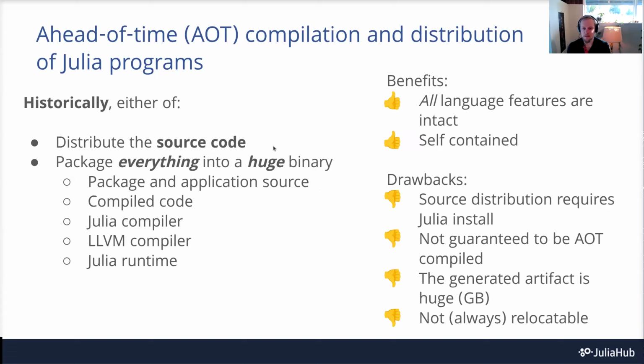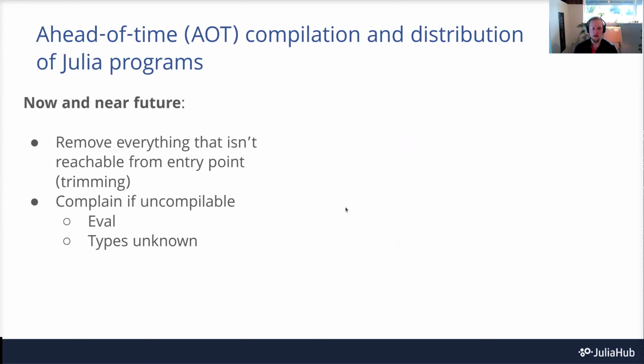Another downside is that the generated binary tends to be very large. It might be over a gigabyte large because it contains the Julia compiler and a whole lot of source code that we might not need. And it's not always relocatable, so it might depend on some paths that you have on your machine that are not the same on a different machine and so on. But nevertheless, this has existed for a long time and will continue to exist, and it's quite nice to use, but it's not always the solution we're looking for. So how does this look now and in the near future?